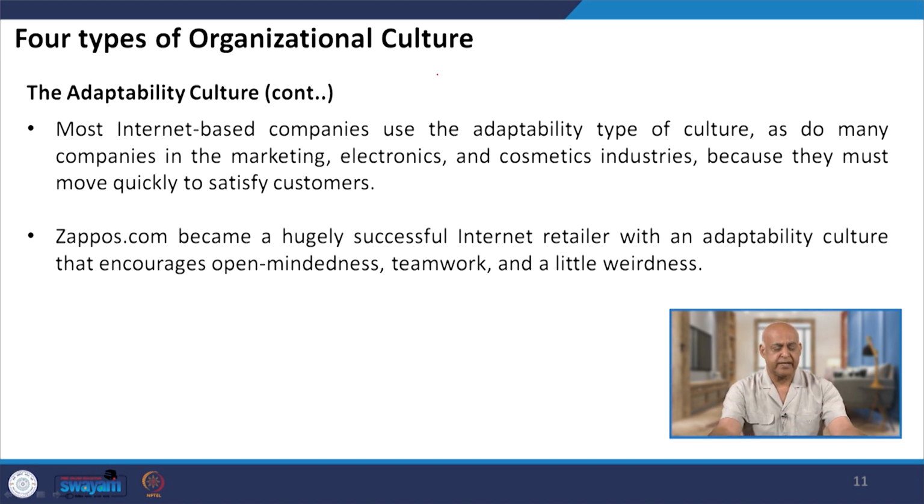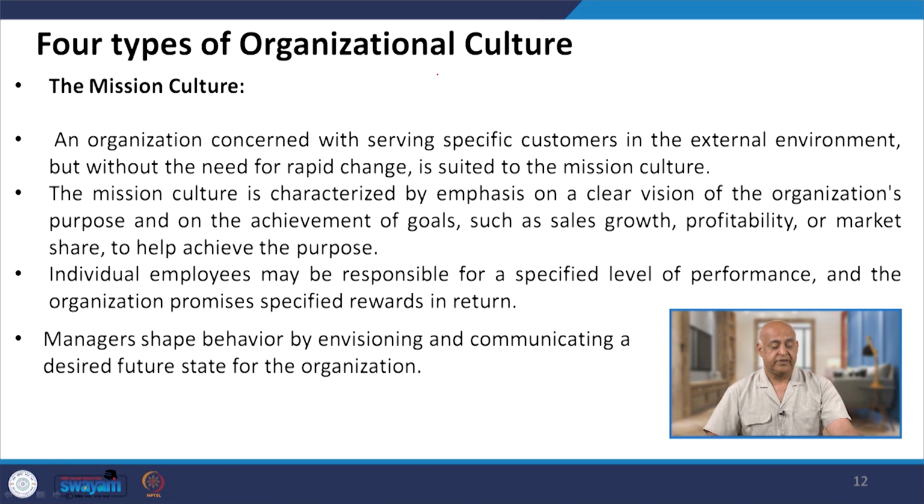Most adaptability cultures are used in externally focused companies, as do many companies in the marketing, electronics and cosmetics industries, because they must move quickly to satisfy customers. So, Zappos.com became a hugely successful internet retailer with an adaptability culture that encourages open-mindedness, teamwork and a little weirdness. Another type of culture is the mission culture.